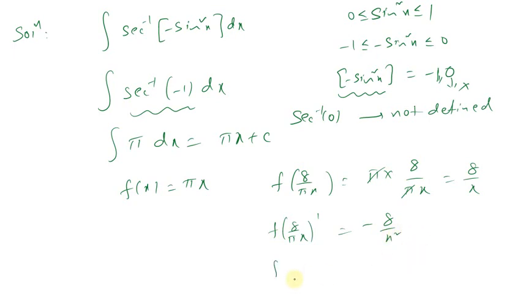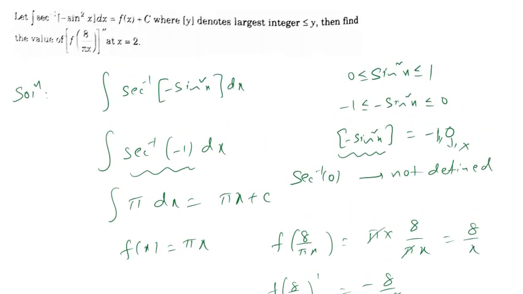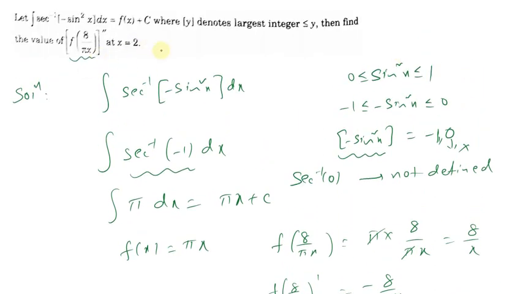F of 8 by pi x, double derivative: minus 8 into 1 by x square derivative, minus 2 by x cube. So this is 8 into 2 by x cube. Now we have to calculate at x is equals to 2. So this is 8 into 2 by 8. You are getting 2. So finally, the final answer is nothing but the double derivative of f of 8 by pi x at x is equals to 2. That is nothing but 2. Final answer is 2. Next, come to the next question.